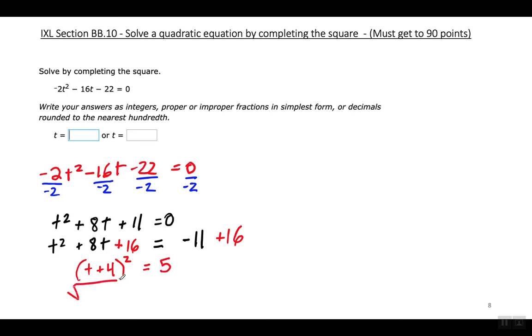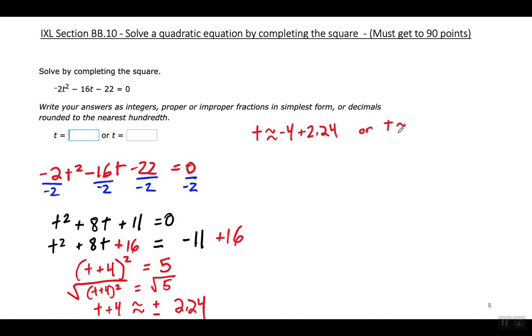Now, let's get the square root of both sides. Alright, so that's going to give me t plus 4 is approximately positive and negative 2.24. Alright, so that means that I'm going to move the 4 to the right, making it negative. So t is approximately negative 4 plus 2.24, or t is approximately negative 4 minus 2.24.